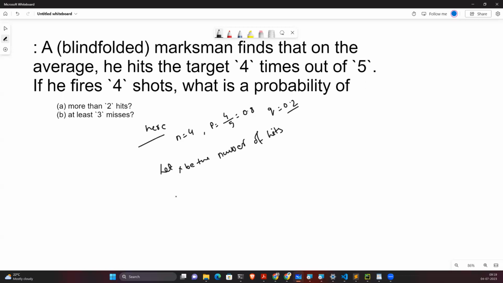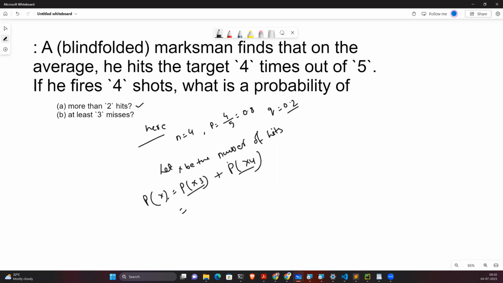So more than 2 hits, right? He is taking 4 shots. Now out of 4 shots, we want more than 2, which means it can be 3 or it can be 4. So we have to calculate the probability of X. First of all, the probability that he hits the target 3 times, plus the probability of 4 as well. Please correct me, guys, if you are not able to understand. Did you understand what I said? So more than 2 means it can be 3 or 4. So we calculate the probability of 3 and the probability of 4.